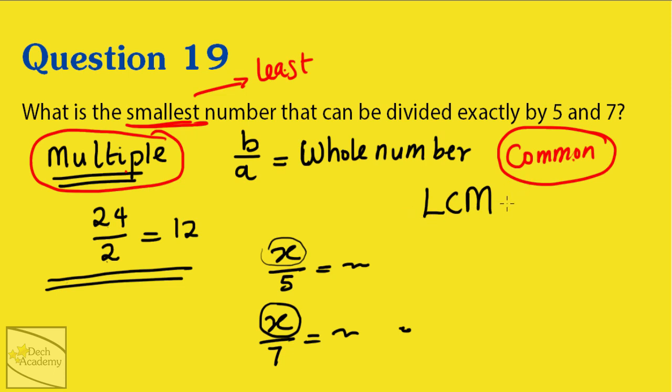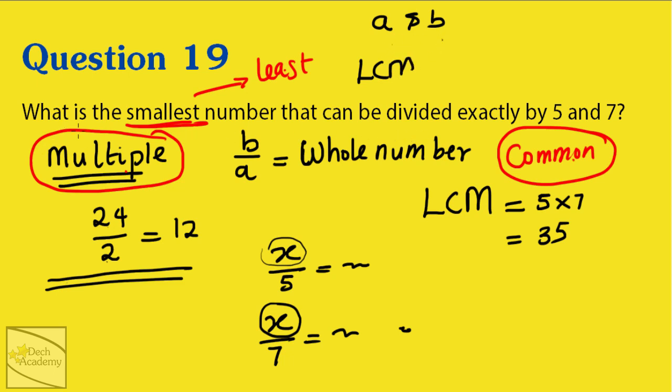What's the LCM of 5 and 7? Well, because 5 and 7 are prime numbers, the LCM of 5 and 7 is simply 5 times 7, which is 35. So the smallest number that can be divided by 5 and 7 is 35. And this is how you should handle questions like this. If you're asked to find the smallest number that can be divided exactly by a and b, all you need to do is find the LCM of a and b.